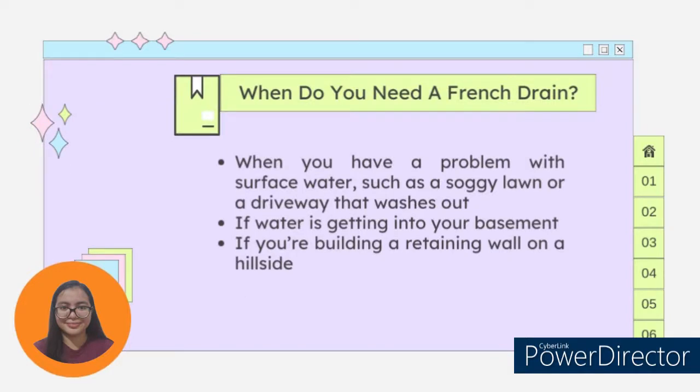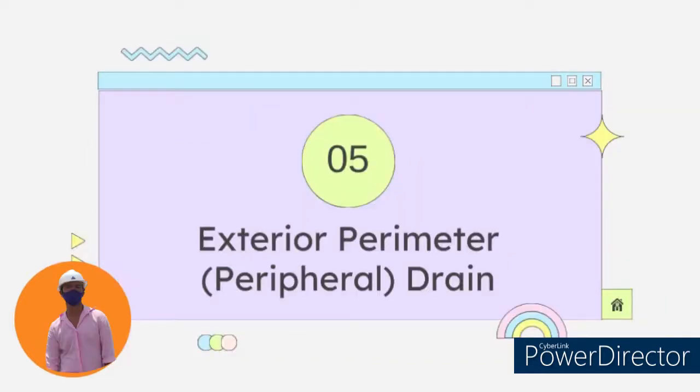So, when do you need a French drain? You need a French drain when you have a problem with surface water such as a soggy lawn or a driveway that washes out, and if water is getting into your basement or if you're building a retaining wall on a hillside. Exterior perimeter or peripheral drain.